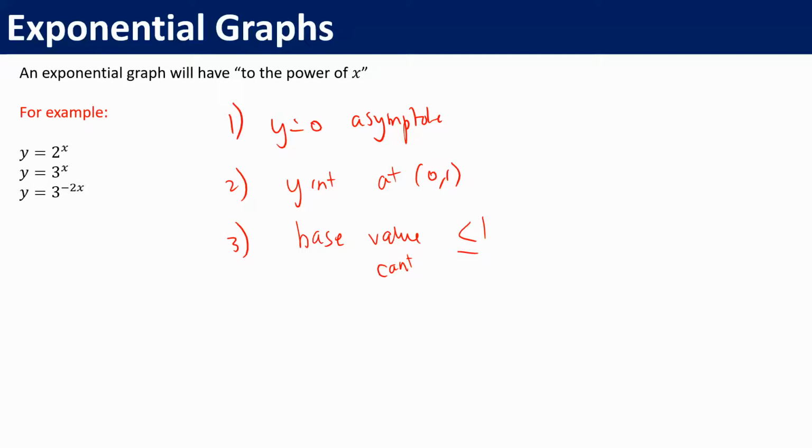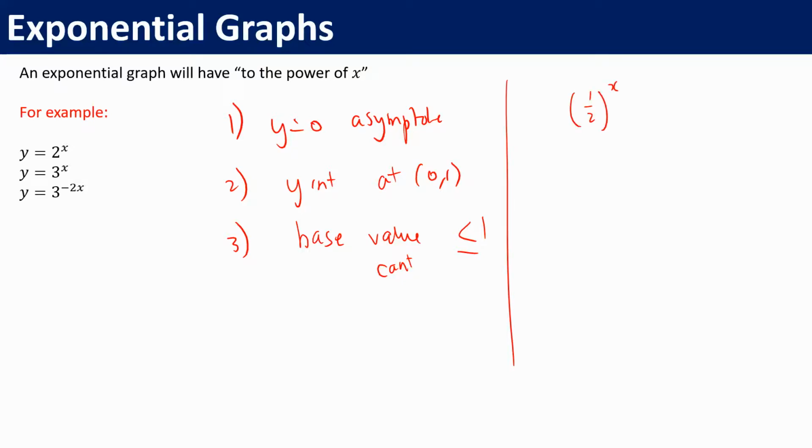Okay? Because if you have 1, it's a straight line. If you have 0, it's 0. If you have negatives, it does that effect. So it has to be greater than 1. So it could be 1.2. It could be 1.3. Now this is a good question. Can you have a half?